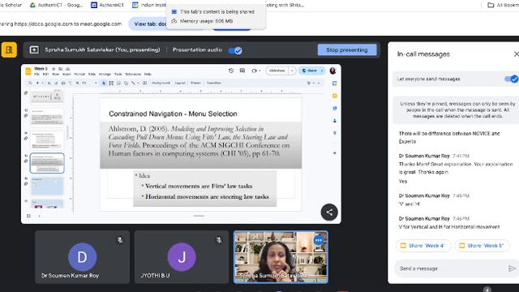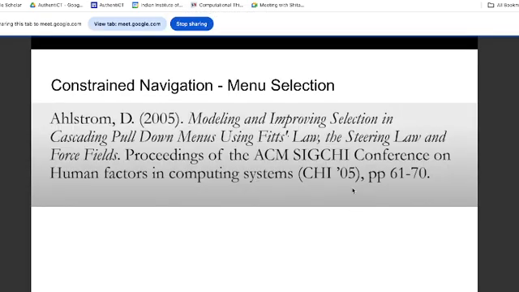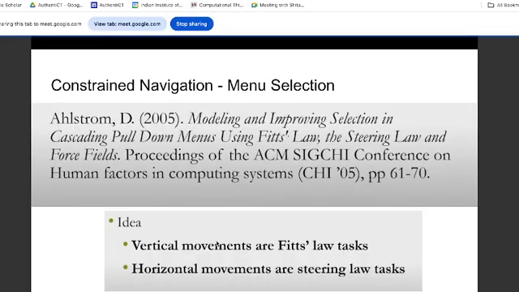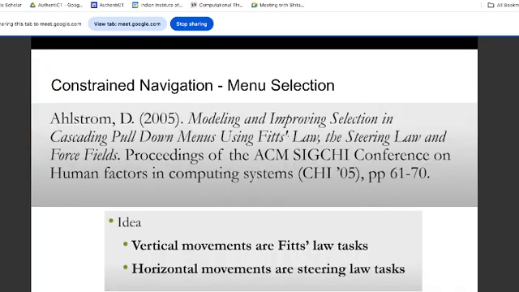You are correct. We have vertical and horizontal pointing tasks. So the idea is the same. There are vertical movements that happen because of the Fitts law, but the horizontal movements happen because of the steering law tasks. So it is a combination of Fitts law plus steering law. Yes, so I have initially added this.